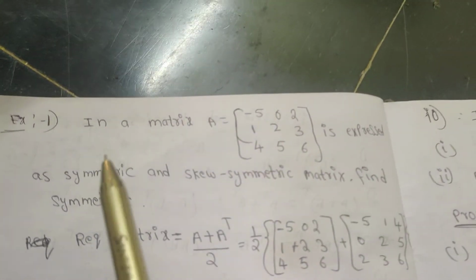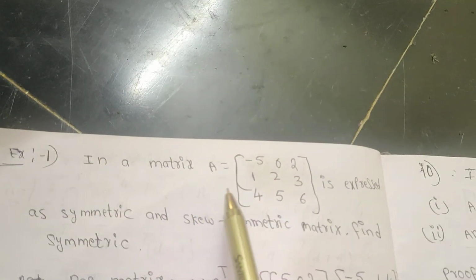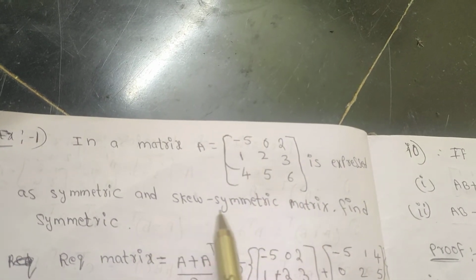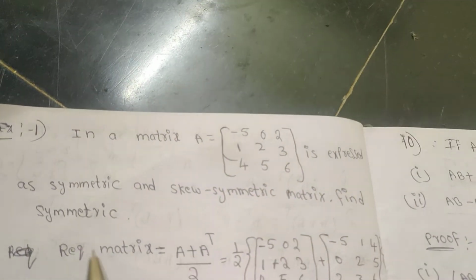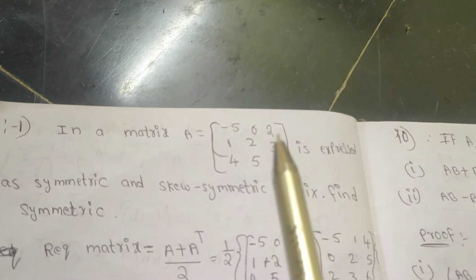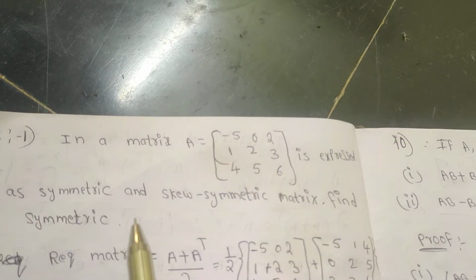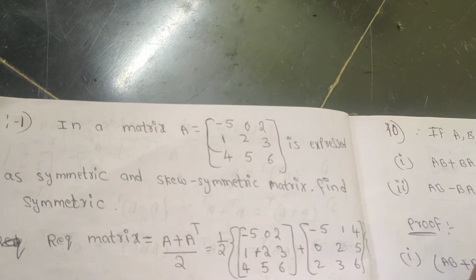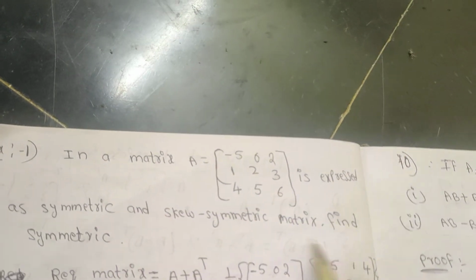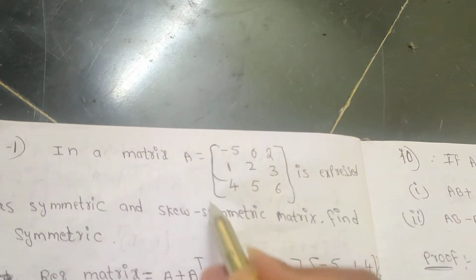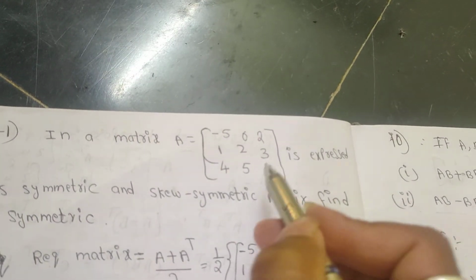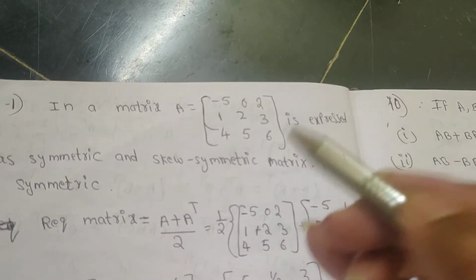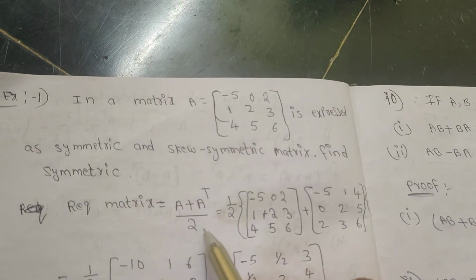See, based on this, one question: the matrix A is equal to [-5, 0, 2; 1, 2, 3; 4, 5, 6]. It is expressed as a symmetric and skew symmetric matrix. Find the symmetric matrix, that is only we have to find out. After expressing as the symmetric and skew symmetric matrix, in that expression the symmetric matrix is (A plus A transpose) by 2. That is the important point. So the required matrix is (A plus A transpose) by 2.